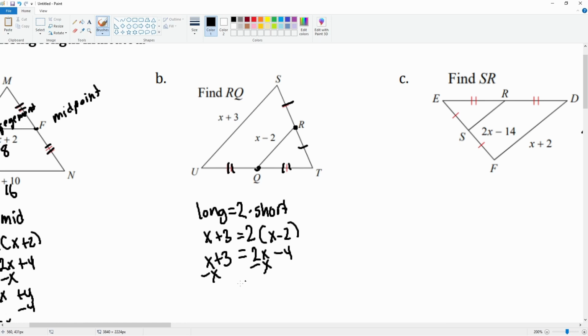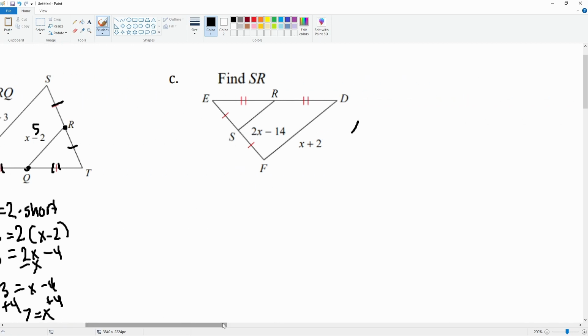Minus x to both sides, you get 3 is equal to x minus 4. Plus 4 to both sides, you will have x is equal to 7. Let's see if that makes sense. 7 plus 3 is 10. 7 minus 2 is 5. That does work. All right.